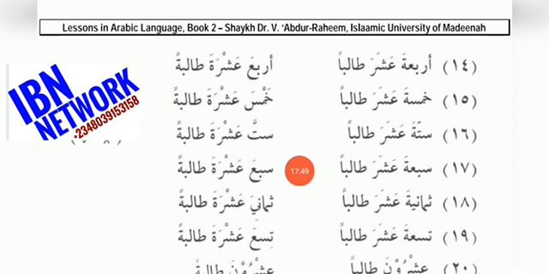Here we say sab'a asharata talibatan, that is 17 female students. And here we have thamaniyata ashara taliban, that is 18 male students. And here we have thamaniya asharata talibatan, that is 18 female students.